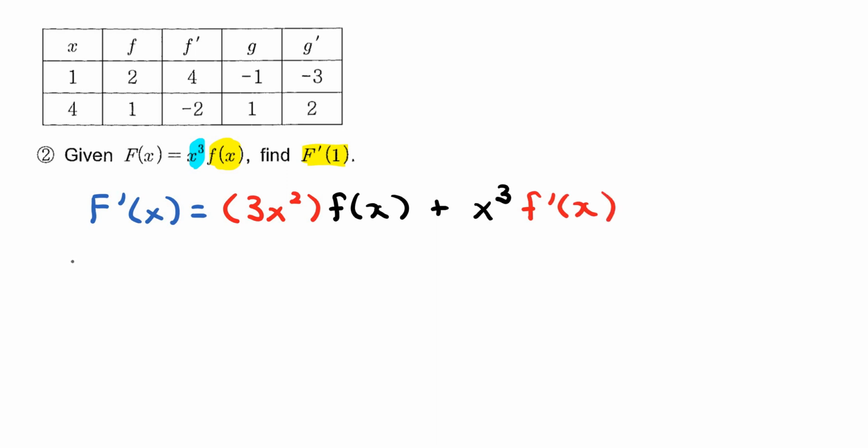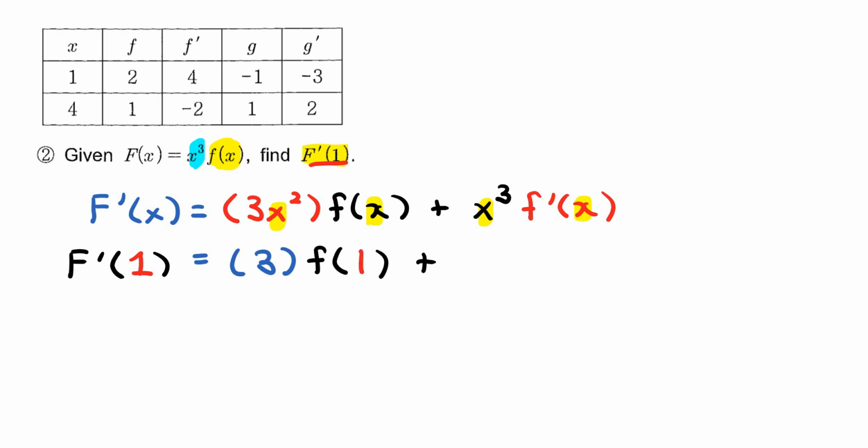And then we need to evaluate f prime of 1, right? So anytime we see an x value, all those x values just change to a 1. So for the very first one, if I plug in a 1, 1 squared is 1, so now I just have a single 3, and then I have f of 1 plus, and over here we're just evaluating 1 cubed. 1 cubed is just 1, so 1 times f prime of 1.